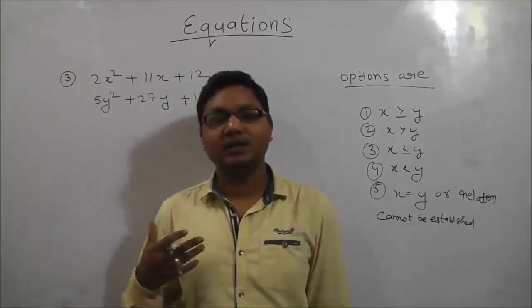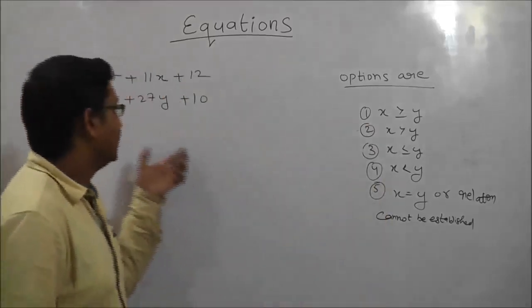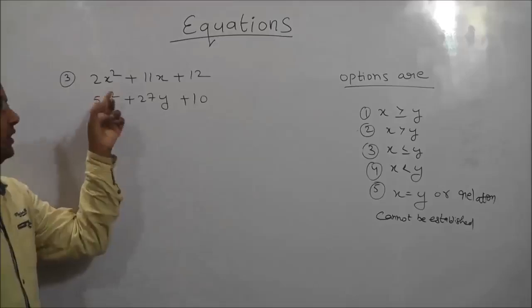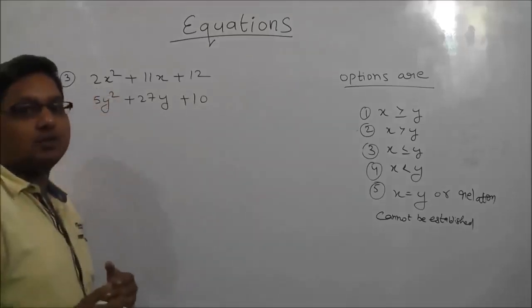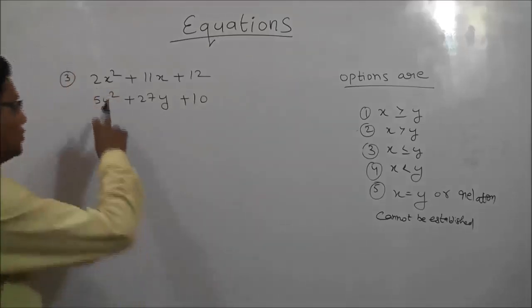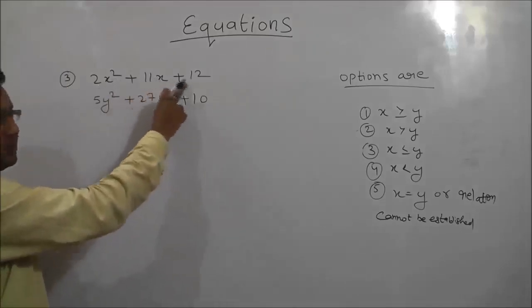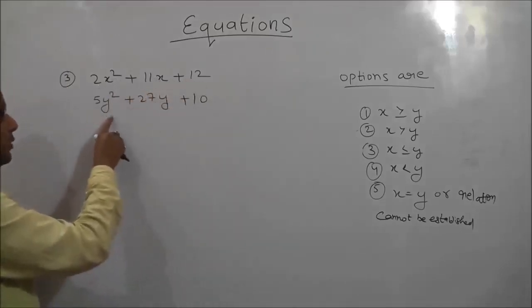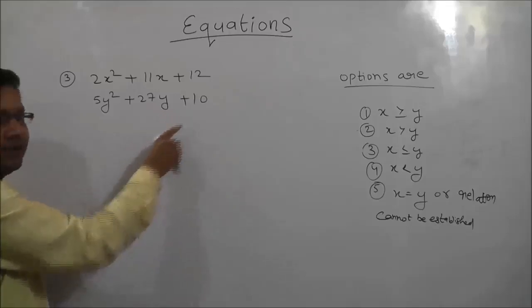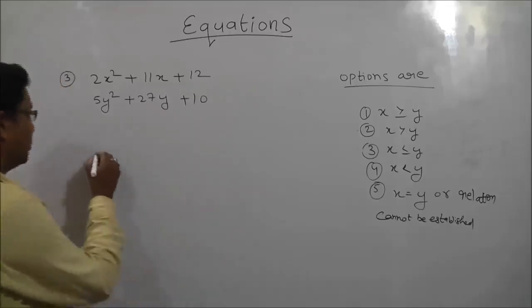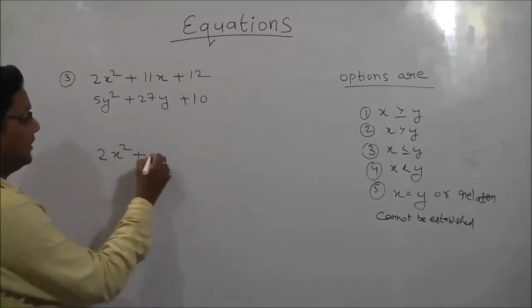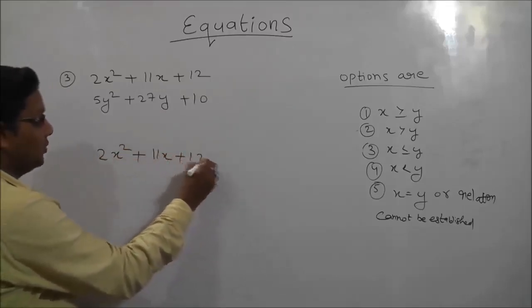Let us see our third question, in which a is present. We have seen the previous question in which a is not present. The question is 2x square plus 11x plus 12 and 5y square plus 27y plus 10. The first equation is 2x square plus 11x plus 12.